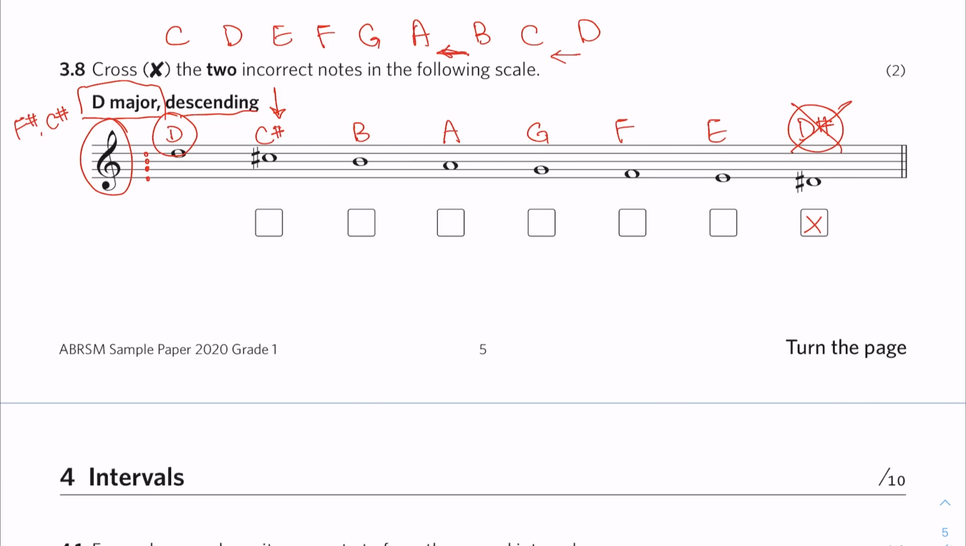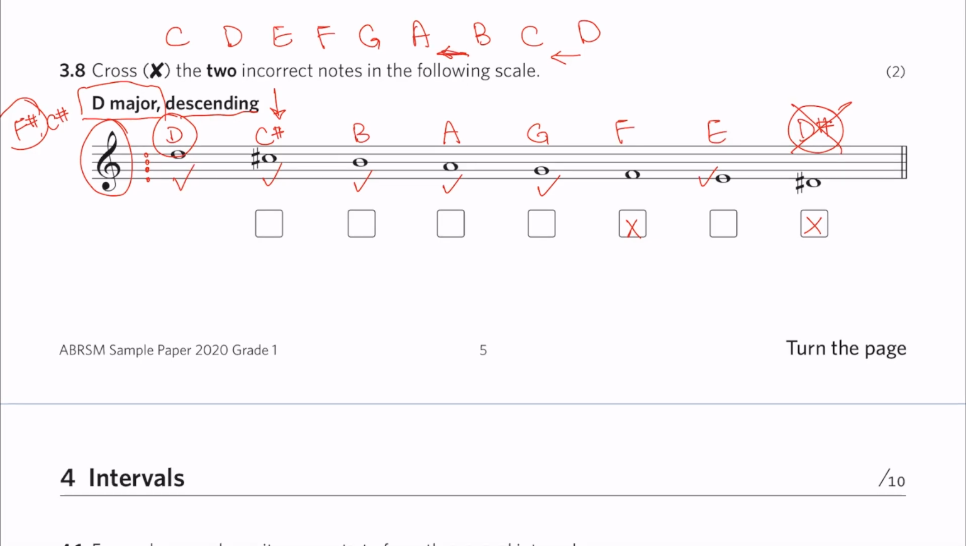In the key of D major, we do have a D, correct? We do have a C sharp, correct? We do have a B, yes. We have A, yes. We have G, yes. Here we have a F instead of a F sharp. We should have a F sharp there, and we do not have a F sharp, so this is the wrong note. Next, we have a E, and we should end on D, so there are two wrong notes, F and D sharp. That's it for question 3.8.